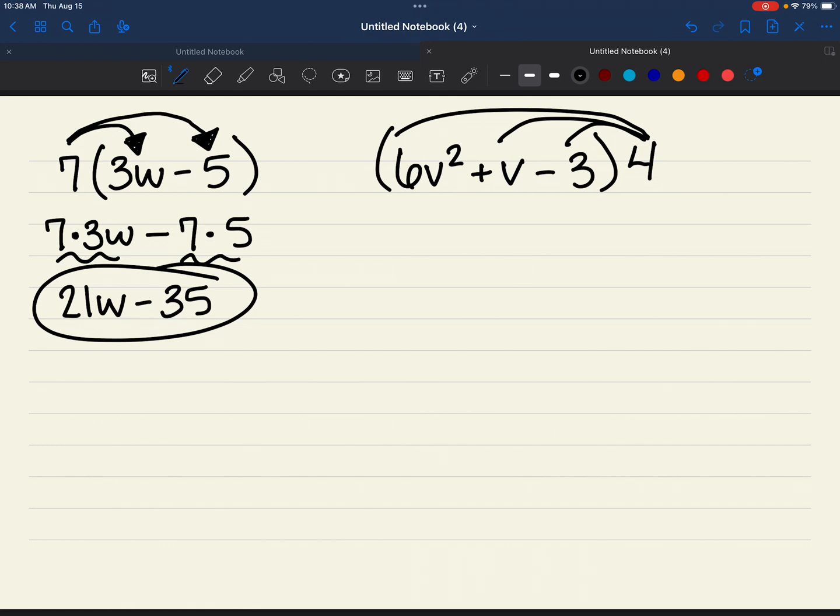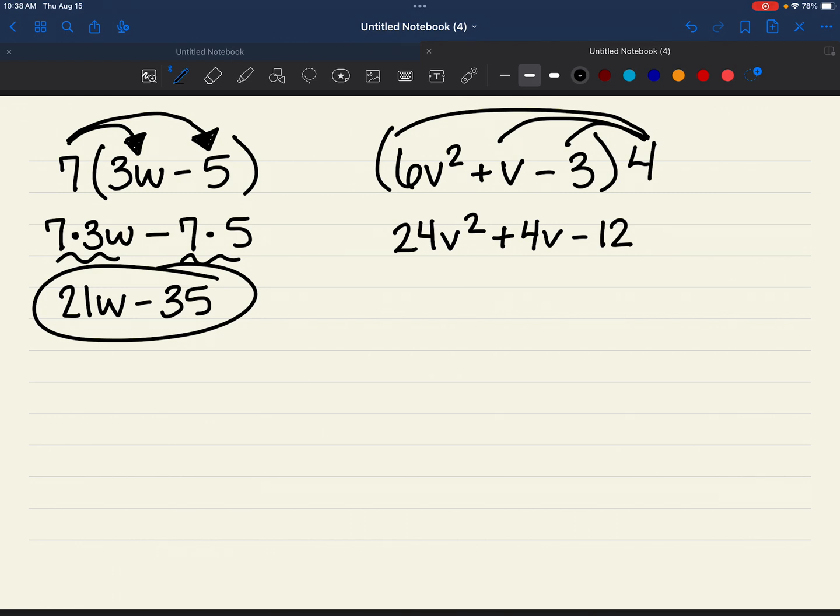Okay? Who can tell me what 4 times 6v squared will give me? Good. 24v squared. We multiply the number part, we keep the variable. What about 4 times +v? 4v. So positive 4v or negative? Positive, so we're going to write plus 4v. And then what about 4 times -3? -12. So we put -12 right there.